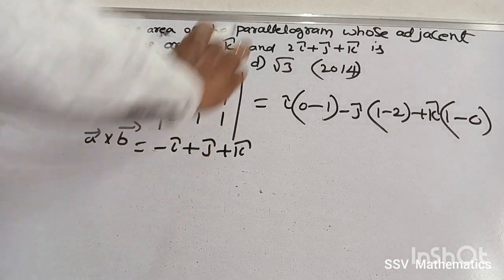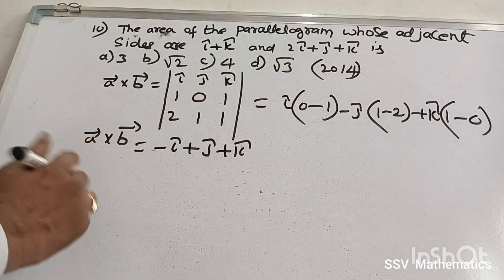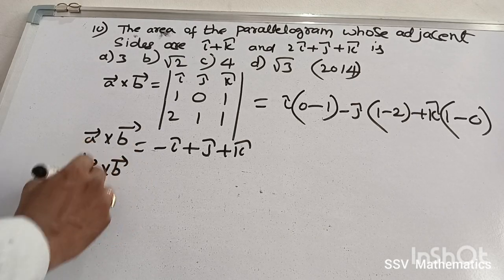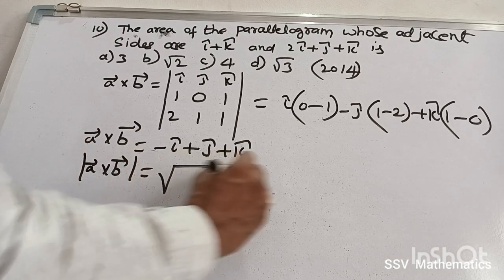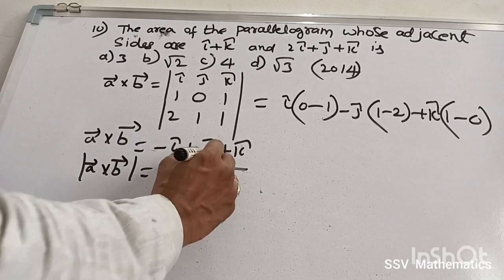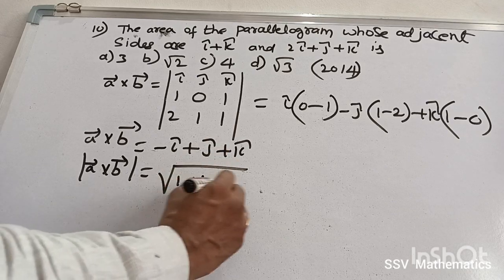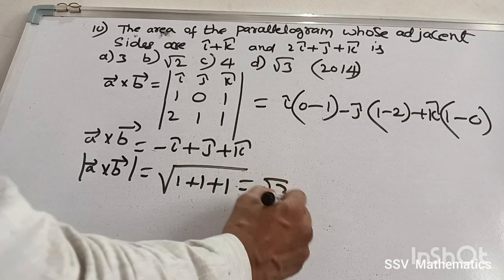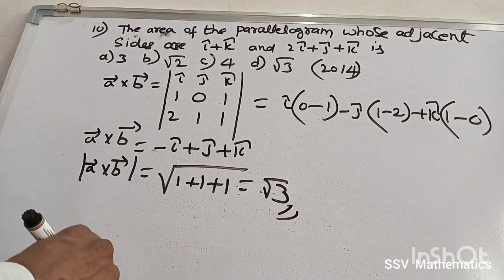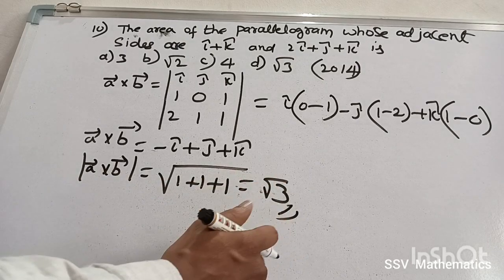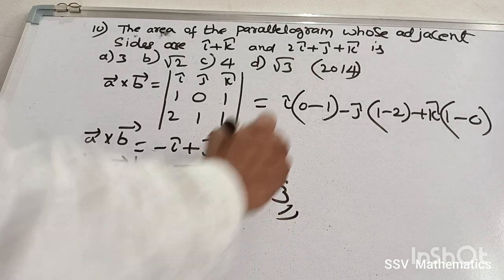We have to find area of parallelogram. So that is magnitude of A cross B. Area of parallelogram is magnitude of A cross B is equal to, so minus 1 whole square plus 1 square is 1 plus 1 square is 1. So this is root 3. So area of parallelogram, that is magnitude of A cross B, is root 3. So option D is correct.